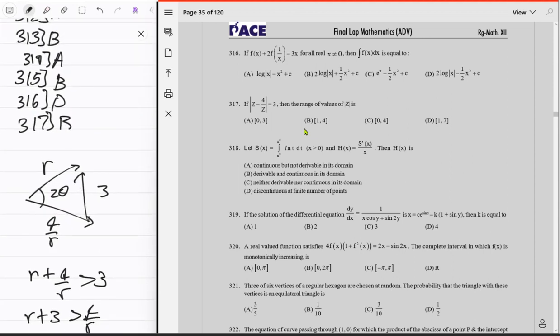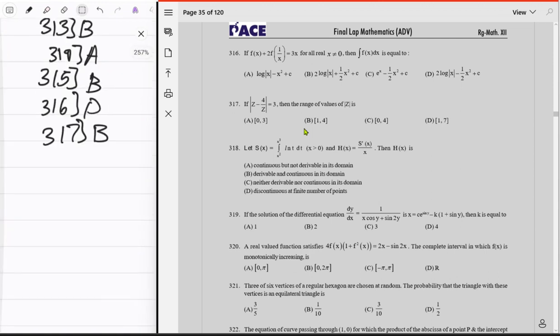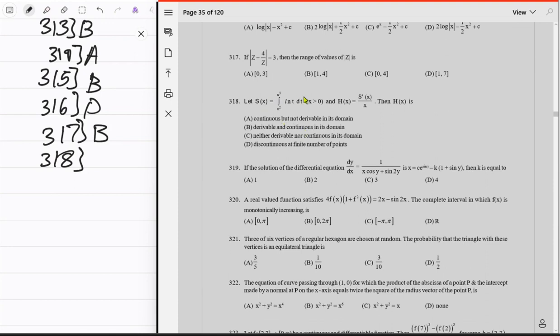Next question, 318. Let s of x be equal to this thing, the integration from x to x cube of natural log of t. Okay, let's talk about s dash.